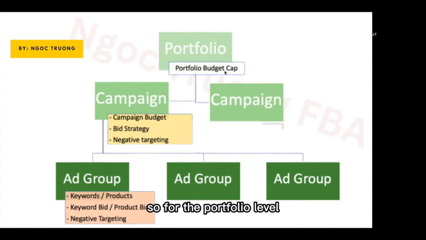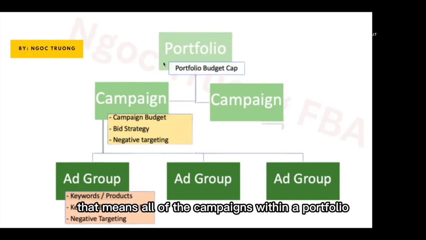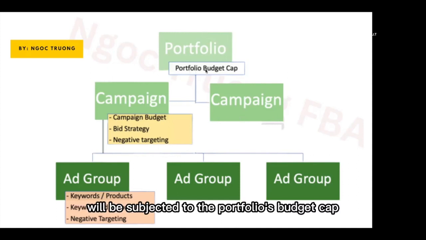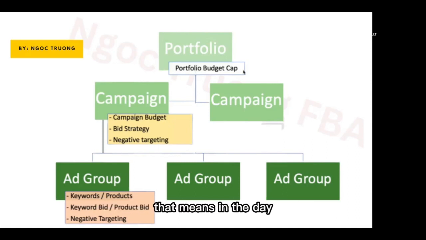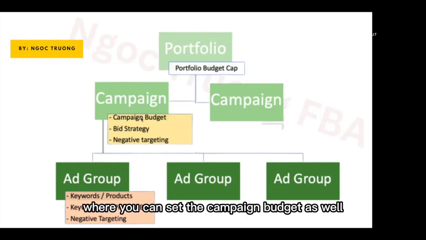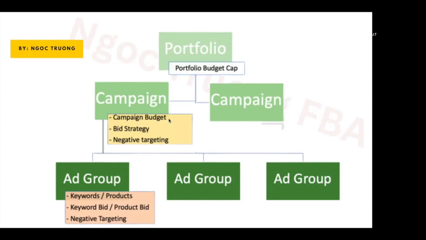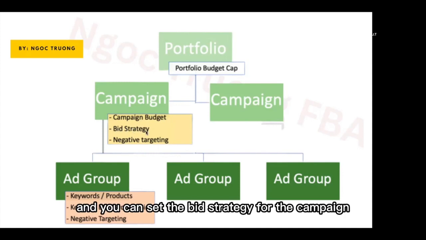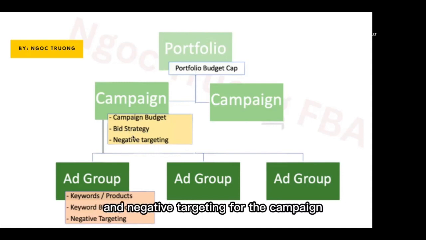So for the portfolio level, we have the main setting, that is portfolio budget cap, as you can see here. That means all of the campaigns within a portfolio will be subjected to the portfolio's budget cap. That means in a day, if the portfolio runs out of budget, all of the campaigns within that portfolio will stop running. And the second tier is the campaign level, where you can set the campaign budget as well. And you can set the bid strategy for the campaign and negative targeting for the campaign.